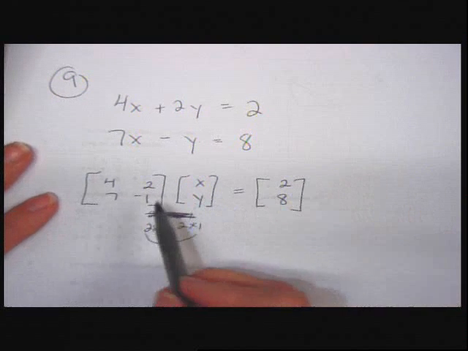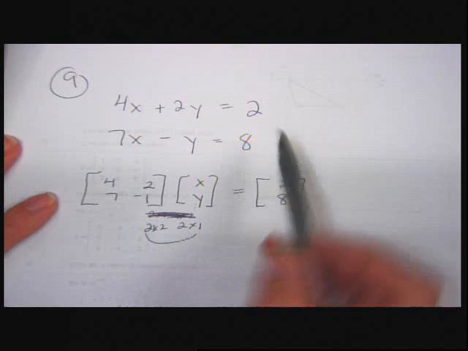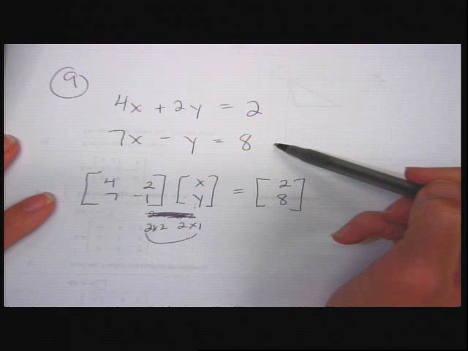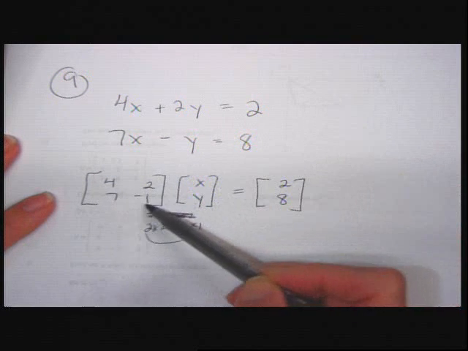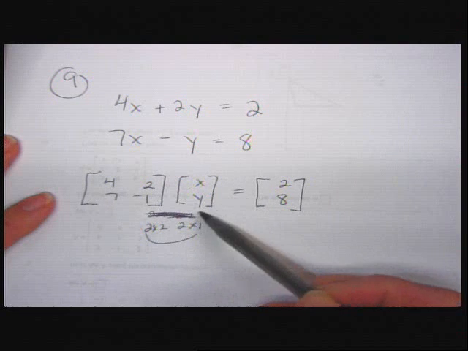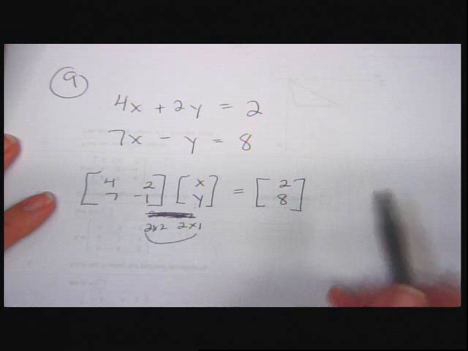So that's how you make a matrix equation from a linear system. You just take your corresponding coefficients, and then the x and the y, and then the 2 and the 8, like that.